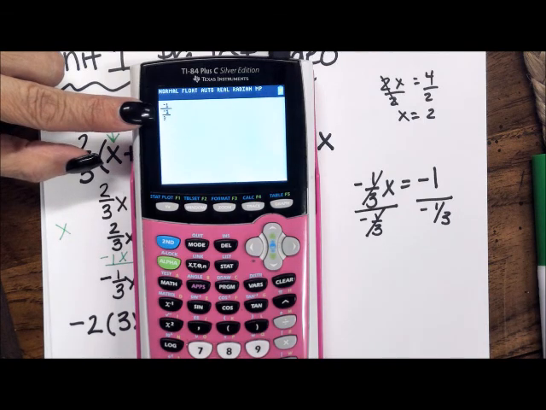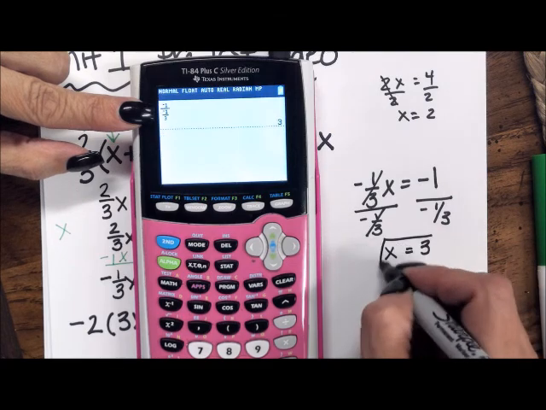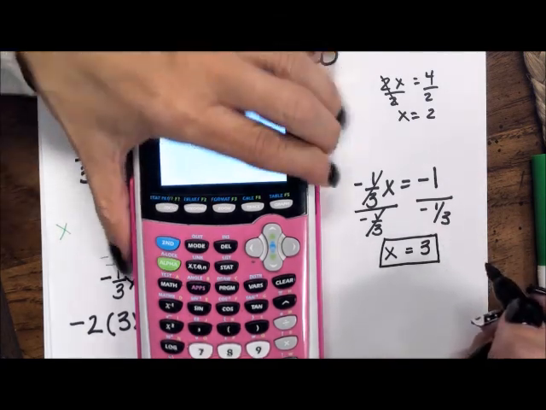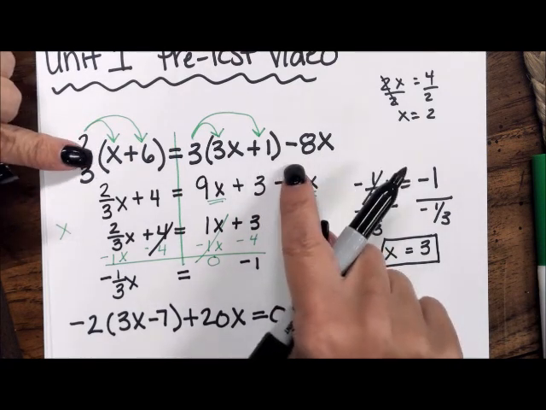Look at that. -1 divided by 1/3. There it is. Looks just like my paper. I hit enter and it tells me 3. So x equals 3. Can I check my answer? Absolutely. I could plug that 3 back in here and I could work it right here if I wanted to.